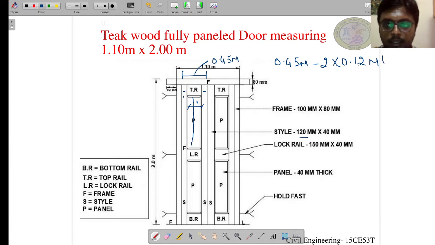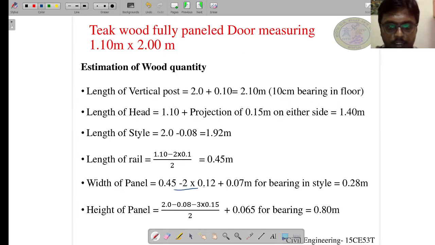So not only this, in order to secure this panel to the stile, we give a bearing of 0.07 meter or 7 centimeter. So why is this bearing required? To secure the panel to the groove of the stile. So we give this extra 0.07 meter of bearing, which you can see here. So this works out to be 0.28 meter.